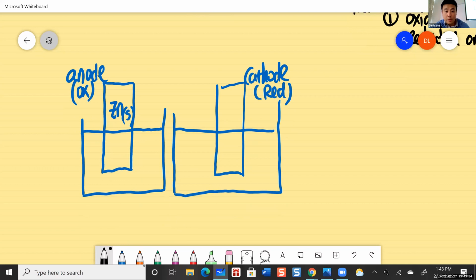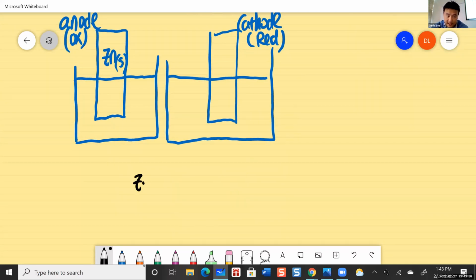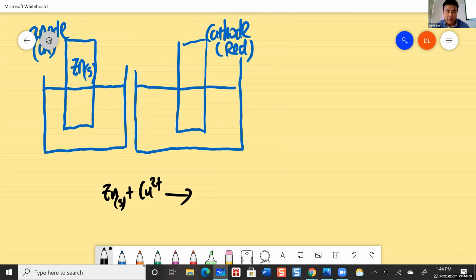Our reaction is actually zinc plus copper 2+. So I need zinc, which I do. My anode is a piece of zinc. On the cathode, I don't need copper metal. Copper metal is not a reactant. It's not required. So you can put platinum as a piece of metal. It's inert.